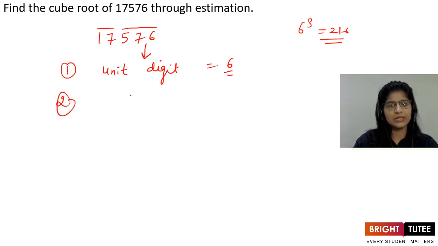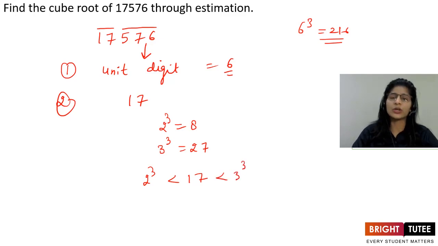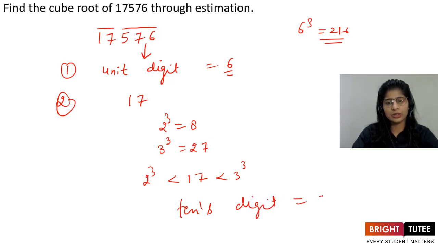Now the second group is 17. We have to think of cubes which are near about this. So we know that cube of 2 is 8 and cube of 3 is 27. So yes, 17 lies between cube of 2 and cube of 3. As I told in the previous question, we have to take the smaller number, that means 2 in this case. So the tens digit is 2 here. So what is the cube root of this number?